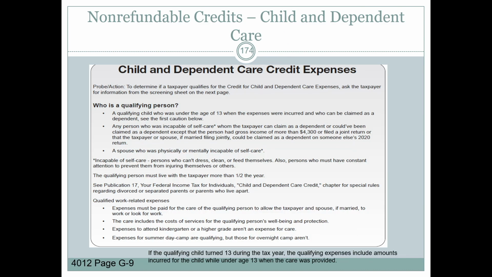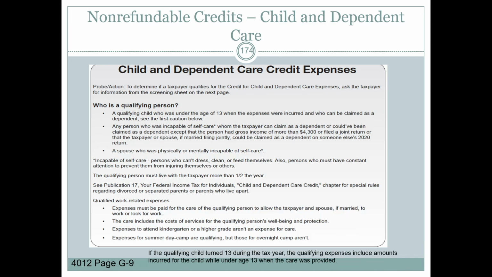Also persons who must have constant attention to prevent them from harming themselves or others. The qualifying person must live with the taxpayer more than 1/2 the year. Publication 17 discusses some other sections or special rules regarding divorced or separated parents or parents who live apart. What are qualifying work expenses? Expenses must be paid for the care of the qualifying person to allow the taxpayer and spouse, if married, to work or look for work.